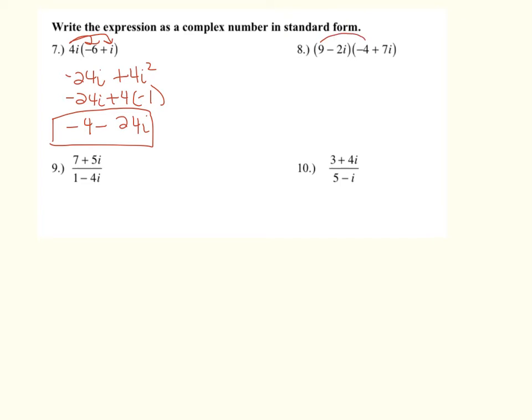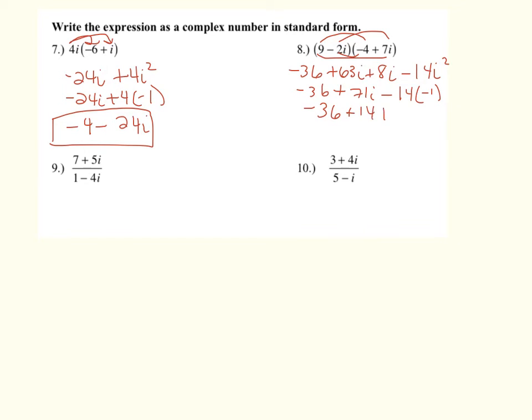The next one is a binomial times a binomial, so we'll use FOIL. We'll get negative 36 plus 63i plus 8i minus 14i squared. So we've got negative 36 plus 71i minus 14 times negative 1. So we have negative 36 plus 14 plus 71i. So we get negative 22 plus 71i when in standard form.